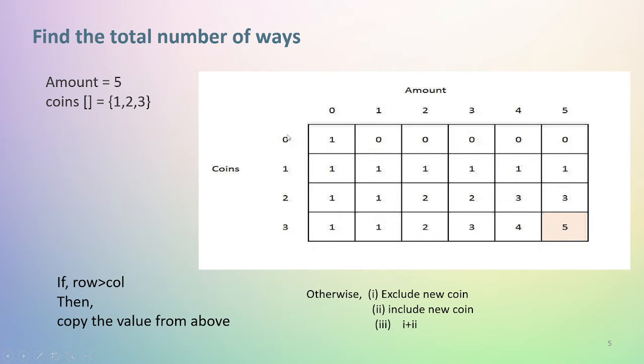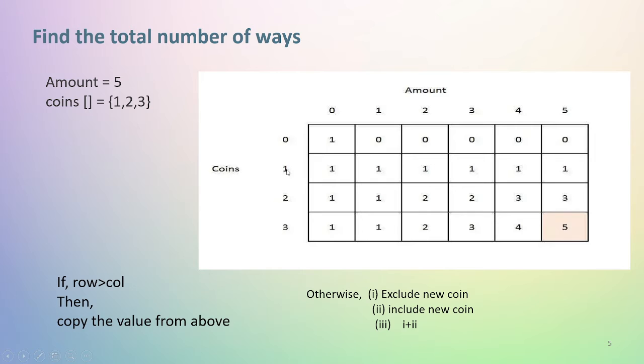First of all, if the number of row and the number of column are both 0, then we write 1. Next, the amount is 1, but we have no coins. That's why we can't pay it, so I write 0. In the same way, for the amounts 2, 3, 4, 5, we have no coins, so I write 0.